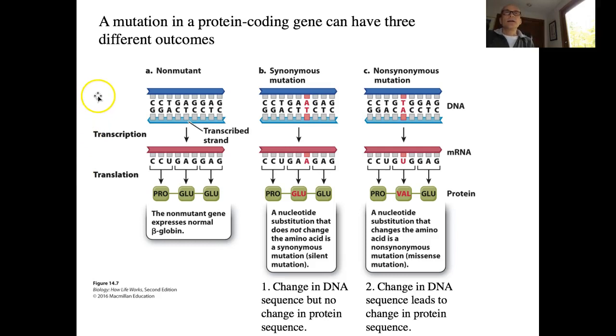There are 3 types that your book discusses, and it uses different types of terminology. I want to point that out for you so that you don't get confused with it. All right, so we have so-called synonymous mutations and non-synonymous mutations, and then here we have an example of the non-mutant.